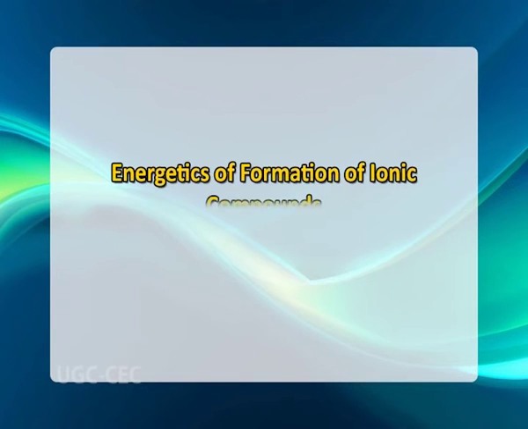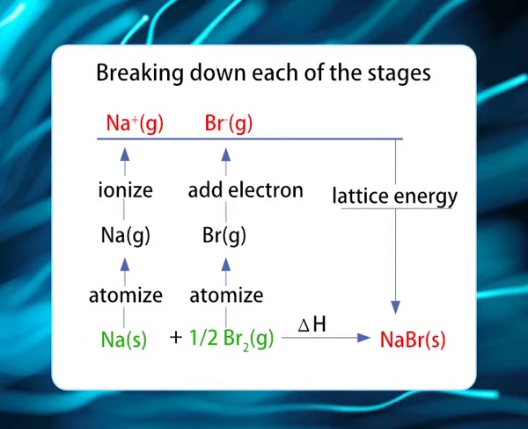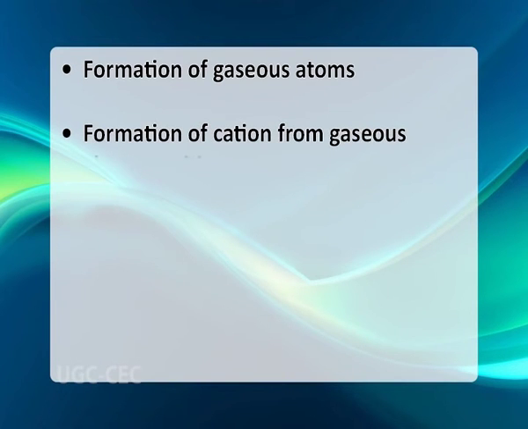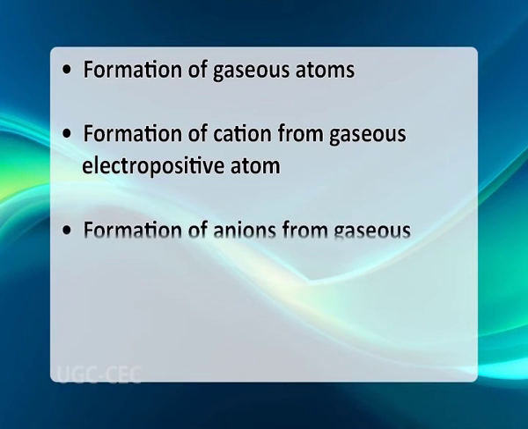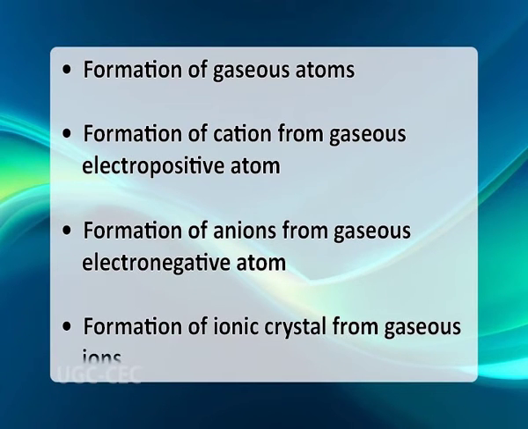Now let us discuss the energetics of formation of ionic compounds. The major steps likely to be involved in the formation of ionic compounds can be summarized as: first, formation of gaseous atoms. Second, the formation of cations from gaseous electropositive atoms. Third, the formation of anions from gaseous electronegative atoms. Fourth, formation of ionic crystal from gaseous ions.